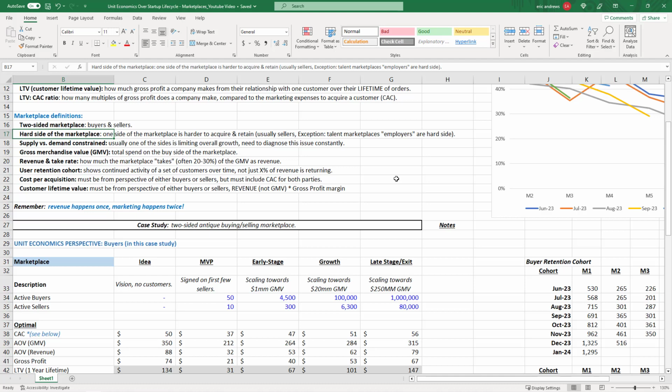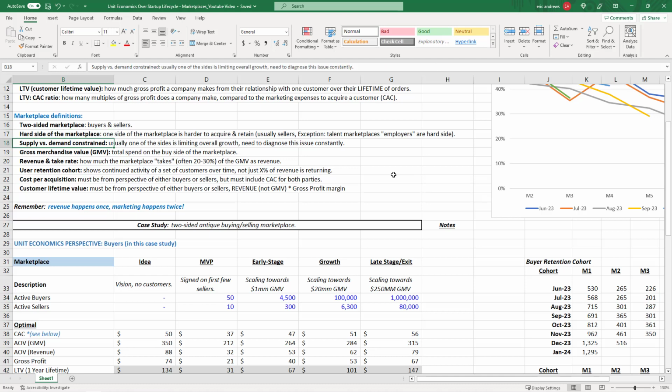And so it makes sense because those employers spend all the money and they have a lot of options in terms of where to hire people. And so those are the hard side. But for pretty much all other marketplaces like Uber, rideshare marketplace, the drivers are the hard side of the marketplace. Riders are relatively easy. If you have a lot of drivers, it's easy to get riders. But just because you have a lot of riders doesn't mean it's easy to get someone to change their career to buy a car and become a driver.